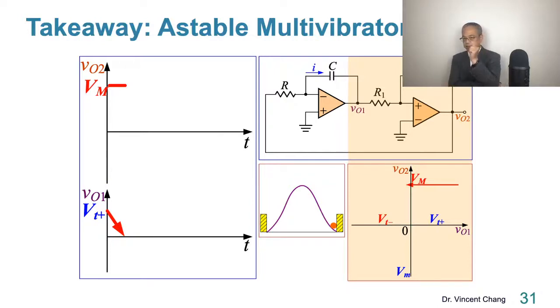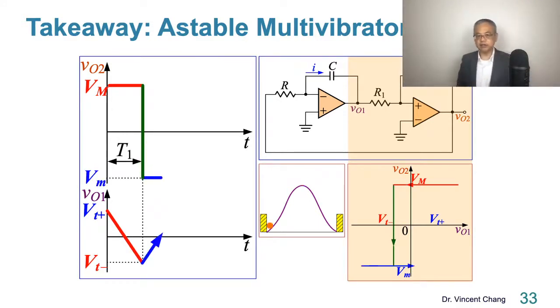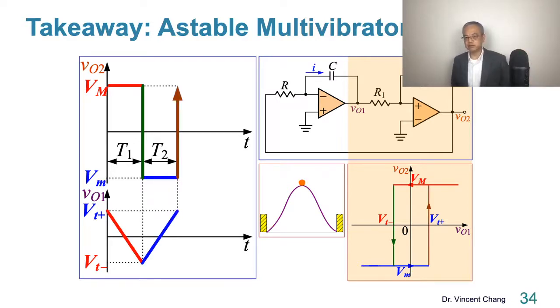So here's the takeaway. Astable: an inverting integrator followed by a non-inverting bistable forms a non-linear oscillator, an astable multivibrator. So 2 quasi-stable states. High state, quasi-stable. Low state, quasi-stable. And red, green, blue, and brown.